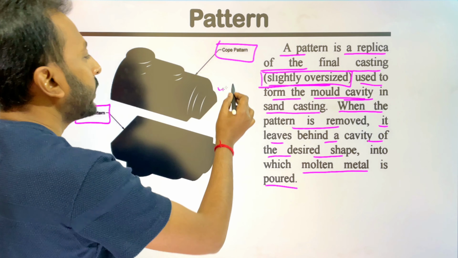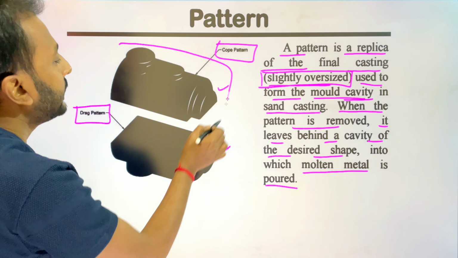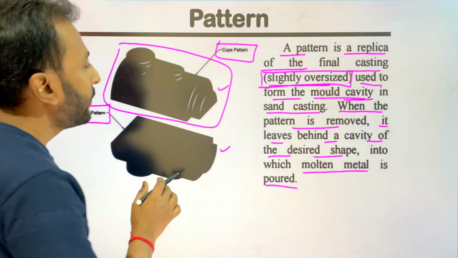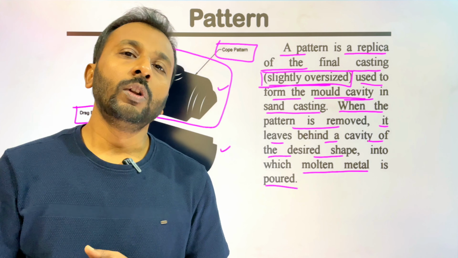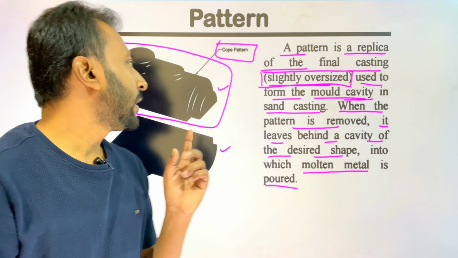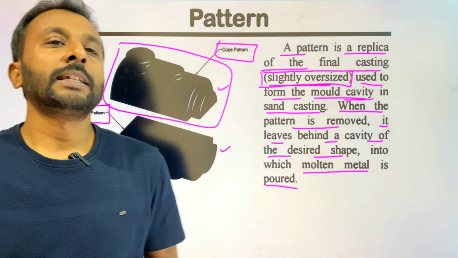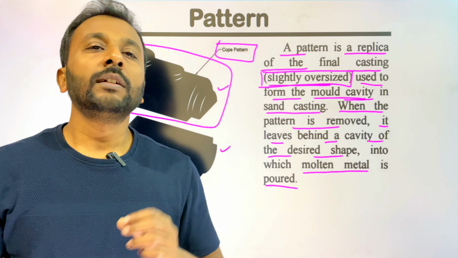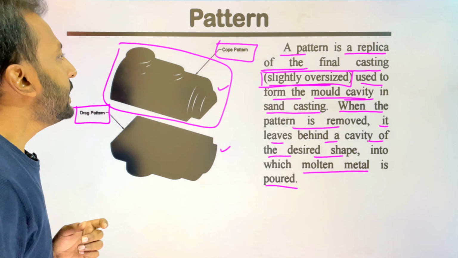If this one and this one are the same, then we will create only this part and we'll take the cavity both on the cope and drag portion of the molding box. So if the pattern is same, cope pattern and drag pattern is same, then we have to create only the half portion of the pattern. So it will be very easy.